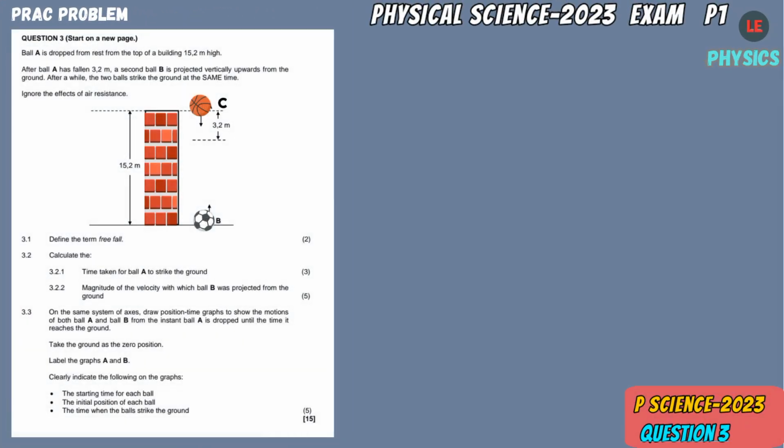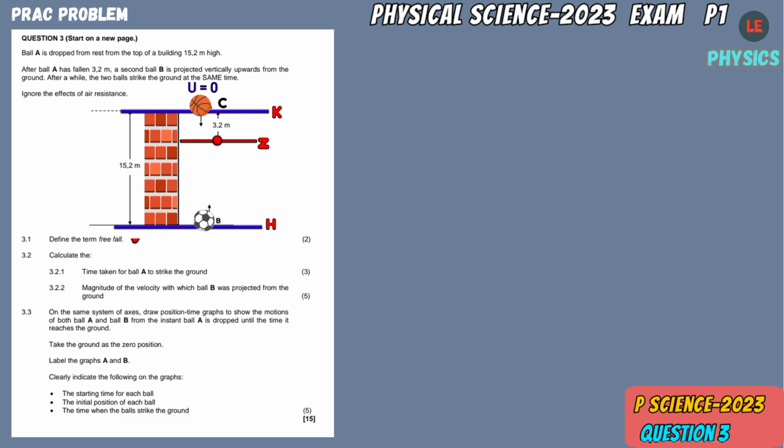Question 3, Physical Science Paper 1, Year 2023. This question is about free fall, where the ball is dropped from the top of a building which is 15.2 meters high. We were told that after the ball has fallen 3.2 meters, ball B was projected, and they fell at the same time on the ground. Take note the balls were initially at rest, meaning that initial velocity will be 0.